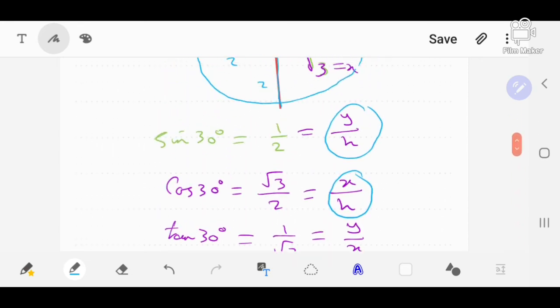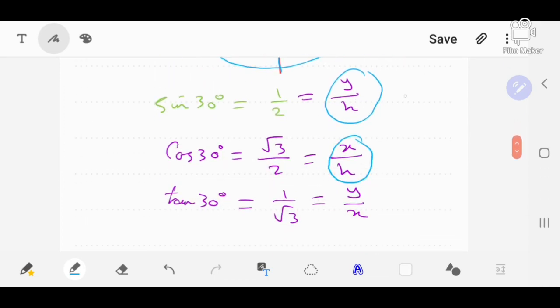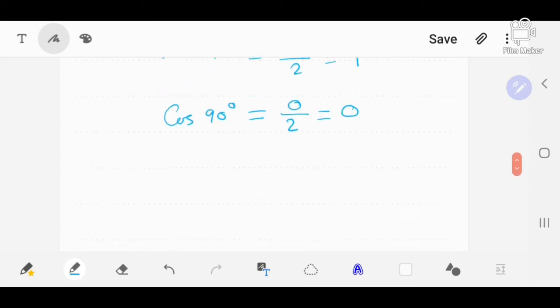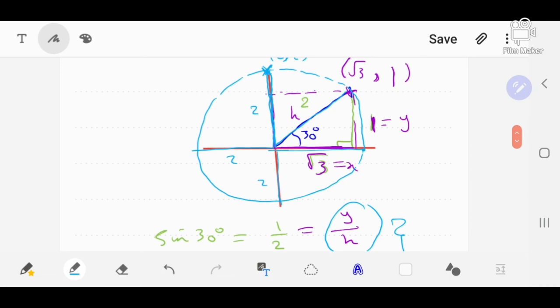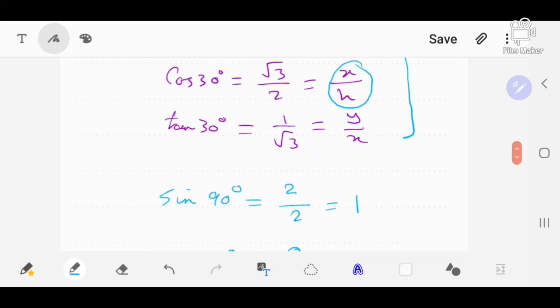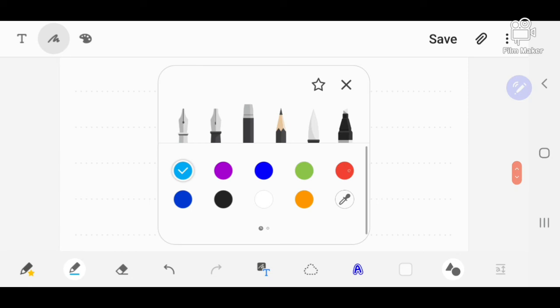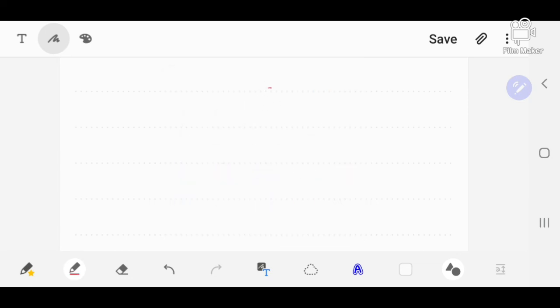We can use a simpler circle instead of using radical 2, 1, and 2. We can use a unit circle where the radius is 1. So let's try to do that in general here. I want to draw a unit circle where the radius is 1. Let's say that we have a circle here where the radius is 1.